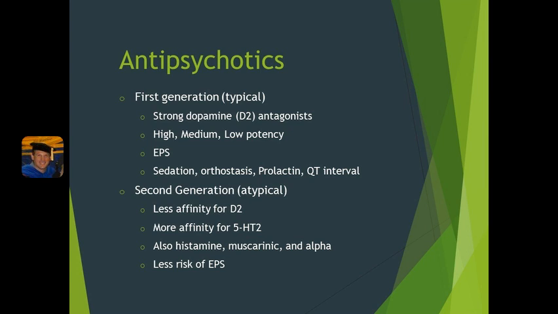Now, the second generation are known as the atypicals, and we actually talked about these a little bit earlier when we talked about antidepressant medications. They have less affinity for D2, and they have more affinity for serotonin. So they have less likelihood of EPS, but they also affect histamine, muscarinic, and alpha receptors. So they have other side effects, but generally they have fewer side effects than the first generation. And the most important thing is there is less risk of extrapyramidal side effects.